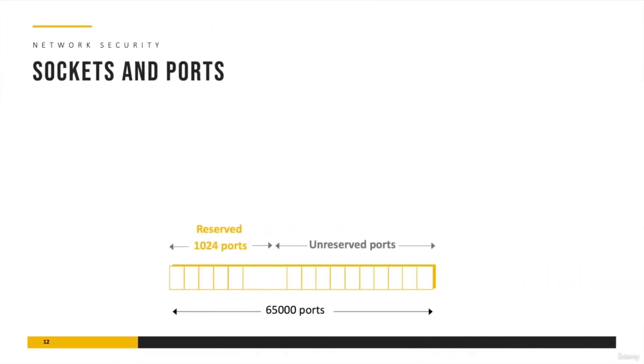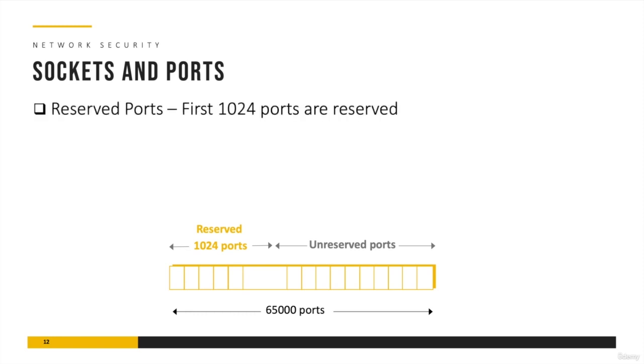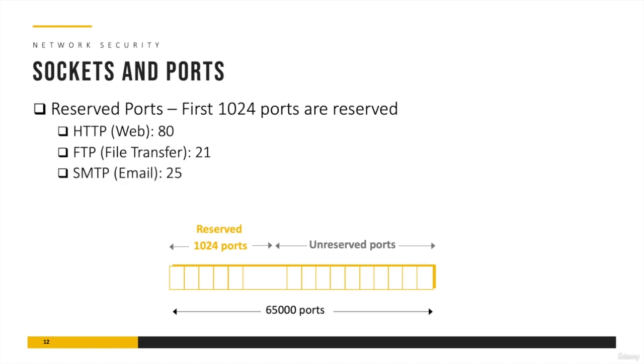Ports have ranges. Ports are divided into two parts. The first 1000 ports are called reserved ports, so the first 1K ports are called reserved ports and the remaining are called unreserved ports. So what are reserved ports? Reserved ports are ports on which we have well-known servers running. For example, if there is a system and there's a web server running on it, then we absolutely know that it will always run on port 80. This is fixed. Similarly, if you have a file server running, it will be using port 21. If there's an SMTP server running for handling emails, it will always run on port 25.